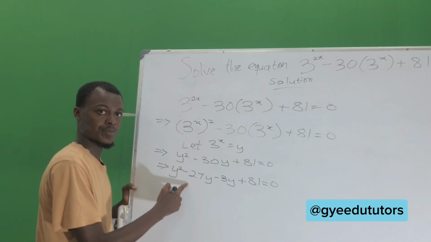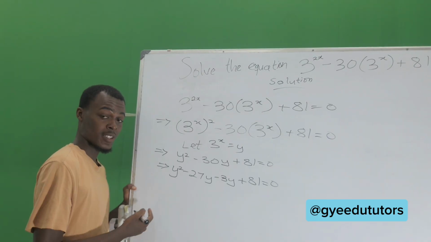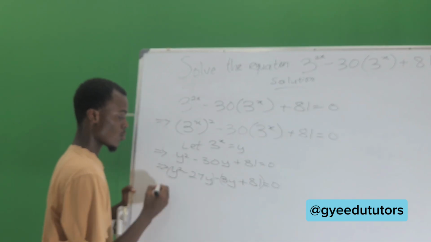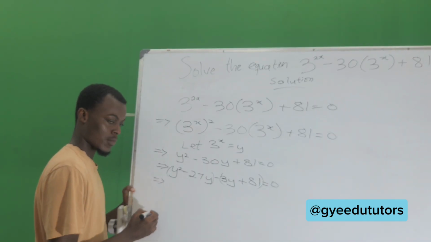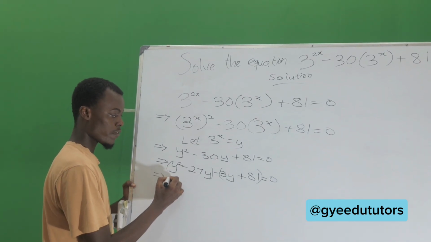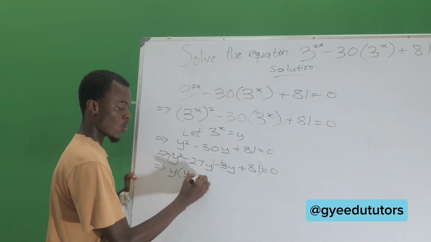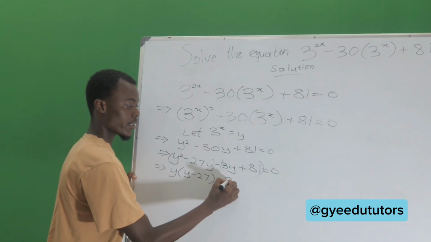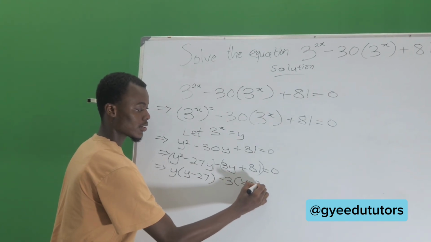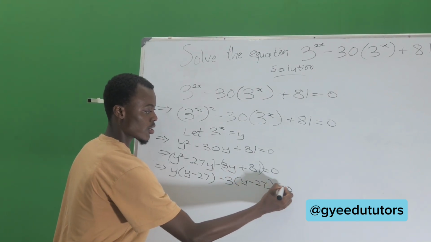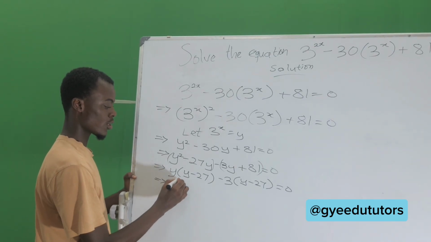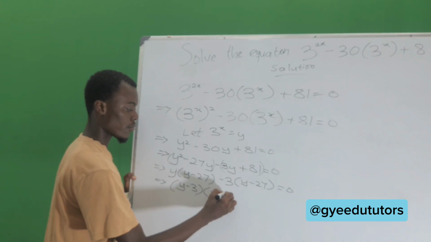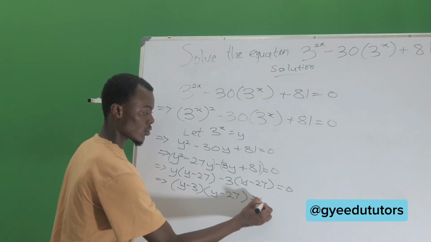When you get to this side, you can still break it down further. We factorize here, right? So here, the first bracket, we factorize what? Y out. We have what? Y minus 27. The second bracket, we have what? Minus 3 (y minus 27), which is equal to what? 0. So this is the same as what? (Y minus 3)(y minus 27), which is equal to 0.